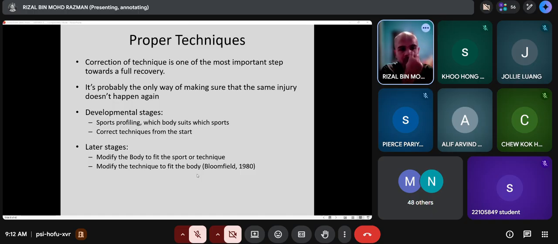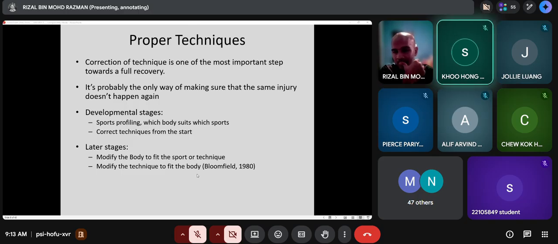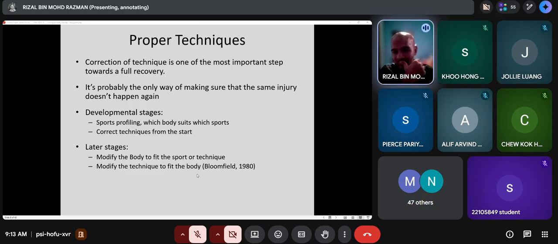Now, the other way to ensure that they are doing things correctly is what we call sports profiling. Sports profiling is basically talent identification, an extension of talent identification, where you profile certain kids and then you send them out to certain sports. So if you see a tall kid, what sport would you send them to? Basketball. Okay.